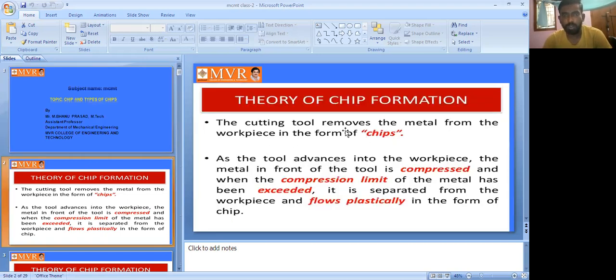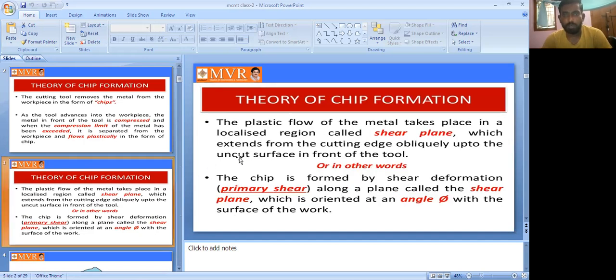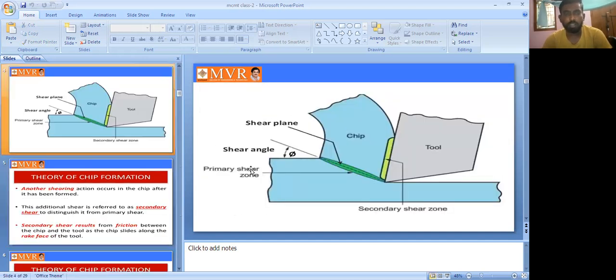What is a chip? The cutting tool removes material from the workpiece in the form of a chip. This we can call the chip. Next is the theory of chip formation. Another point we can see here is the shear plane.